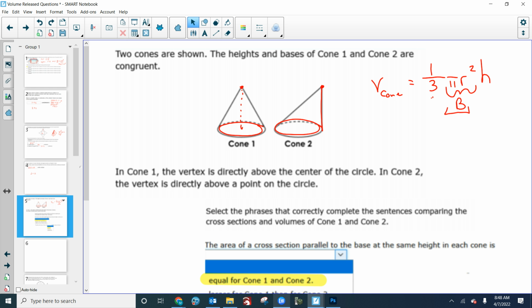This one actually told us. So I've seen questions where they'll actually ask you if these points are both above the cone's base, the same height. Are they going to be the same height? Or if they are the same height, what can you say about the volumes? So just read it too.